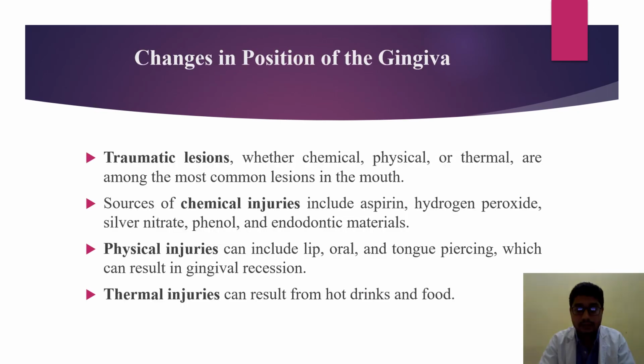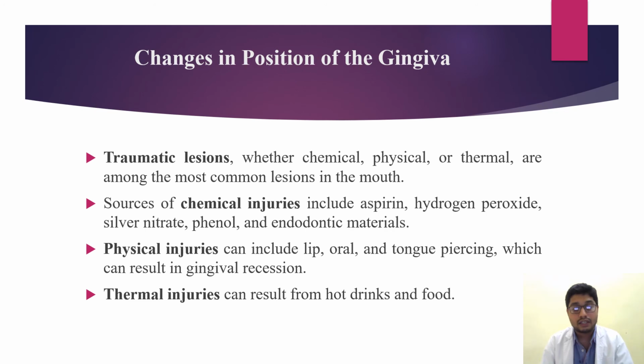And changes in position of the gingiva can be because of some traumatic lesions, or chemical injuries with aspirin or hydrogen peroxide. These are all things we use daily in our dental practice. And physical injuries can include lip, oral and tongue piercing, which can result in gingival recession, and thermal injuries can also change the position of the gingiva.